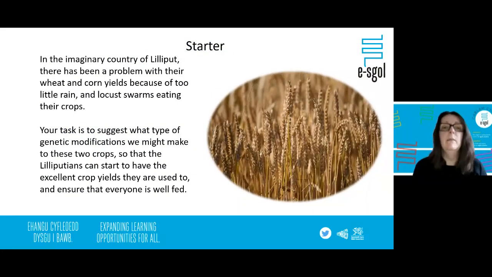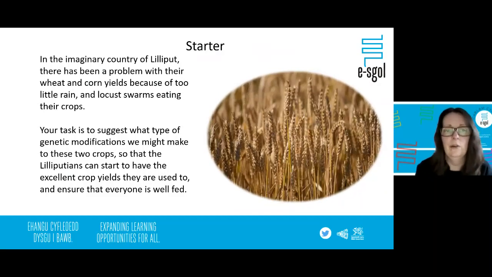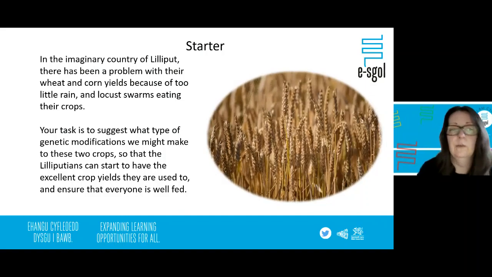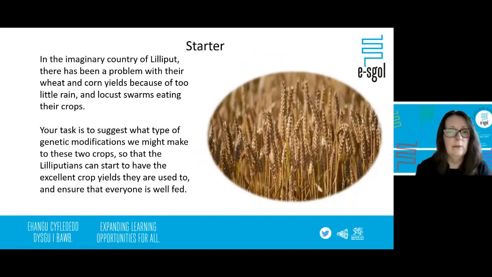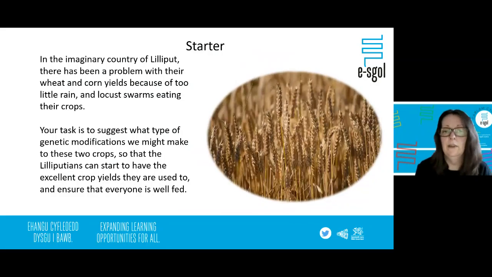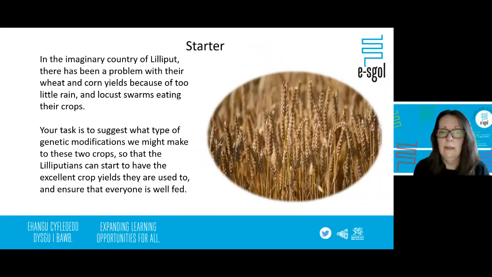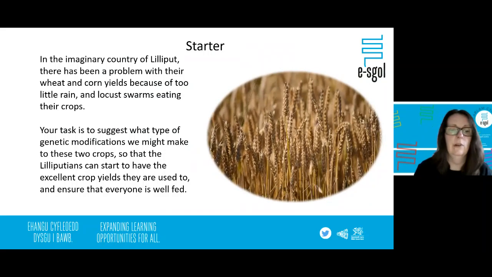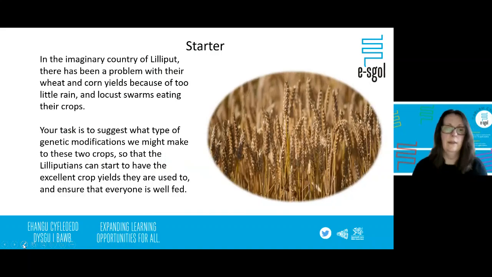Okay, so let's have a think now. We're in an imaginary country in Lilliput, and there's a problem with their wheat and corn yields because of too little rain and locust swarms eating their crops. So what I'd like you to think about is to suggest some types of genetic modifications that we might make to these two crops, so that the people from Lilliput can have excellent crop yields that they are used to, to ensure everyone is well fed. So let's have a look at the key points that we need to think about here.